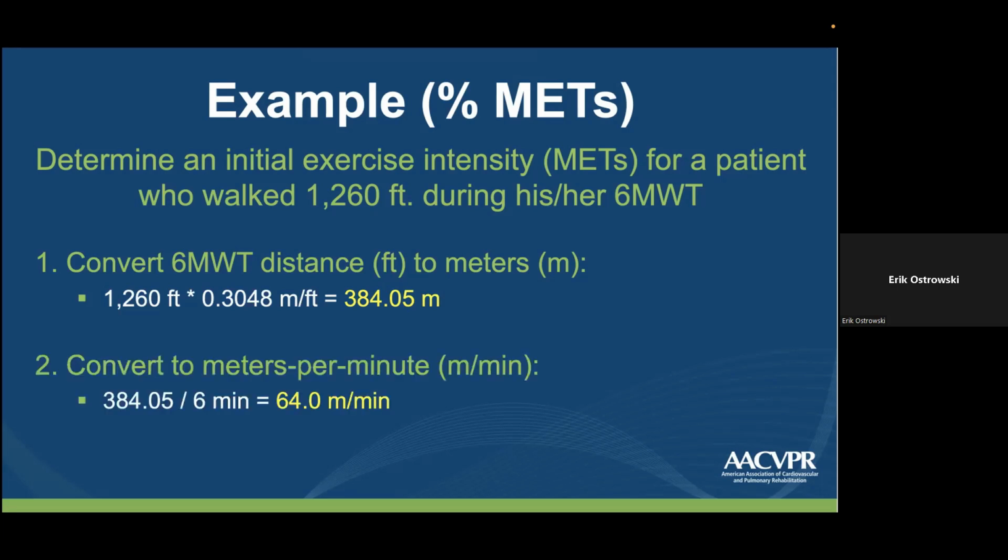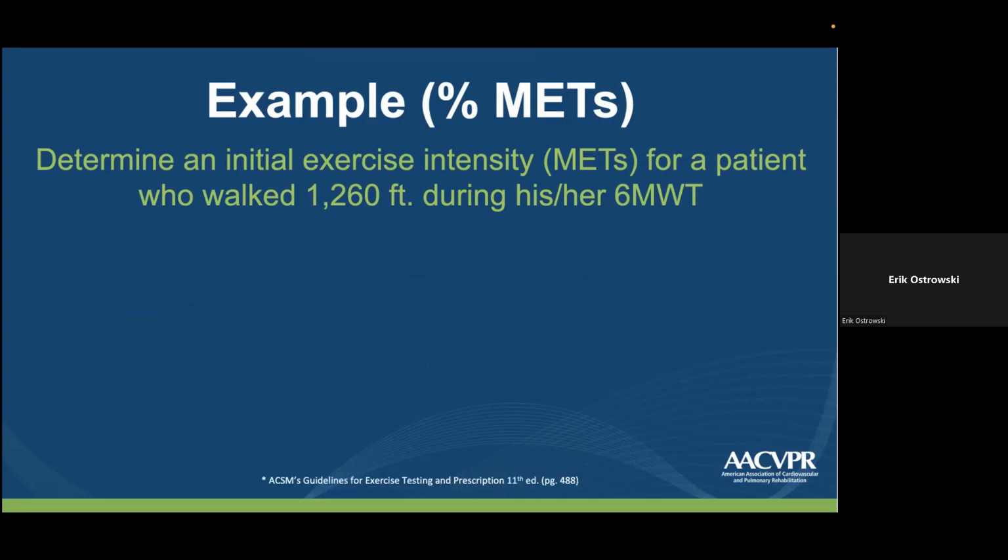So the second step is to convert to meters per minute to get a walking speed. So there you have your 384.05 meters over 6 minutes, which gives you a walking speed of 64 meters per minute.